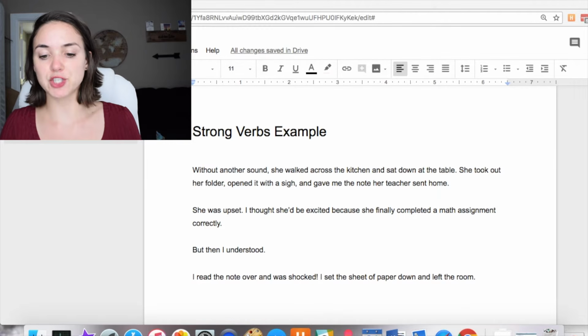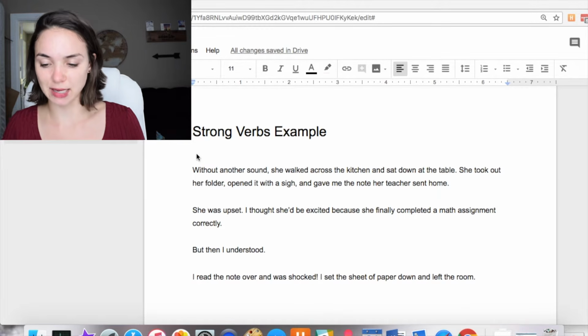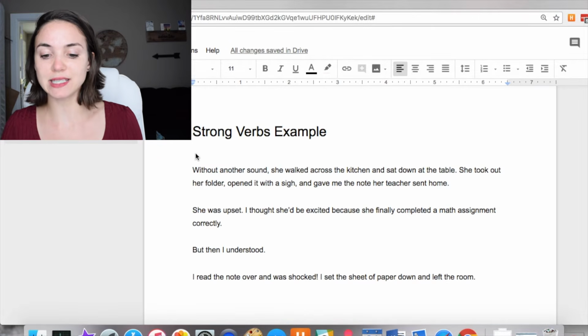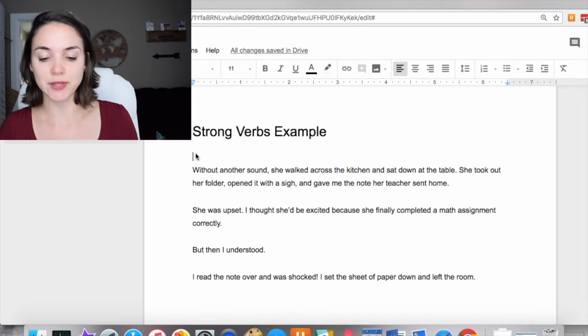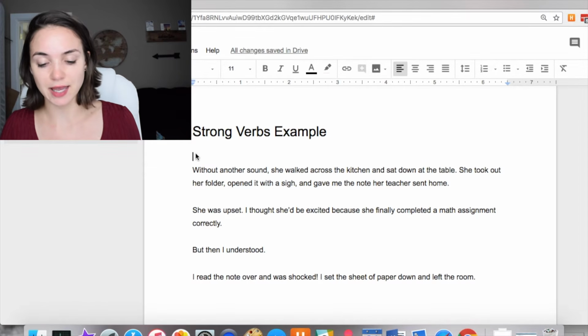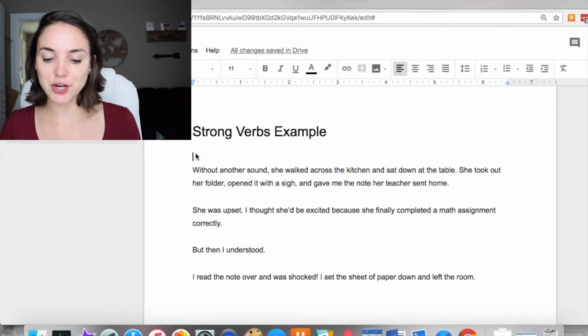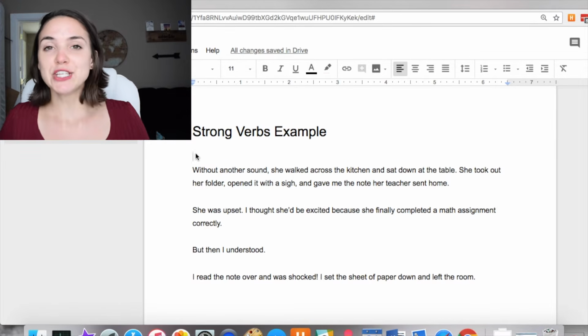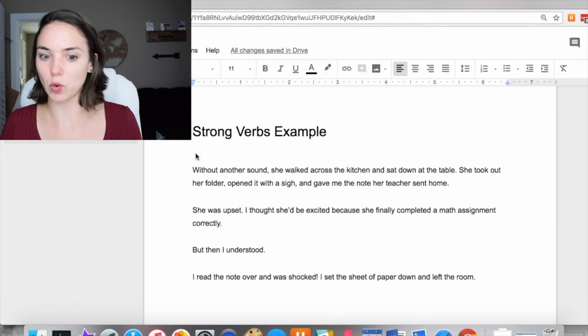Without another sound, she walked across the kitchen and sat down at the table. She took out her folder, opened it with a sigh, and gave me the note her teacher sent home. She was upset. I thought she'd be excited because she finally completed a math assignment correctly, but then I understood. I read the note over and was shocked. I set the sheet of paper down and left the room. So it's kind of very basic, but we don't have a very clear picture of what's happening and why.